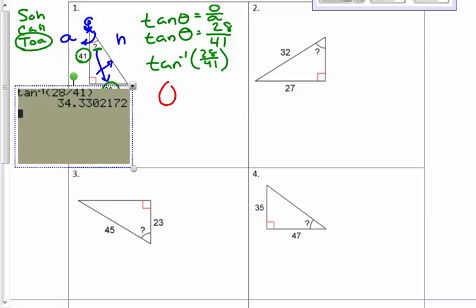So we know theta is equal to 34.3, and this is in degrees, it's an angle, so always make sure you put a degree mark back on it.